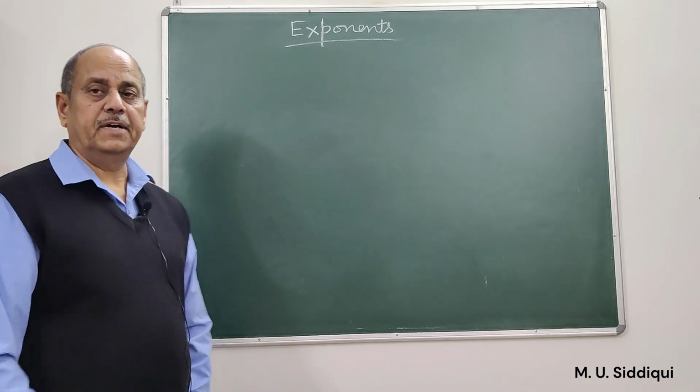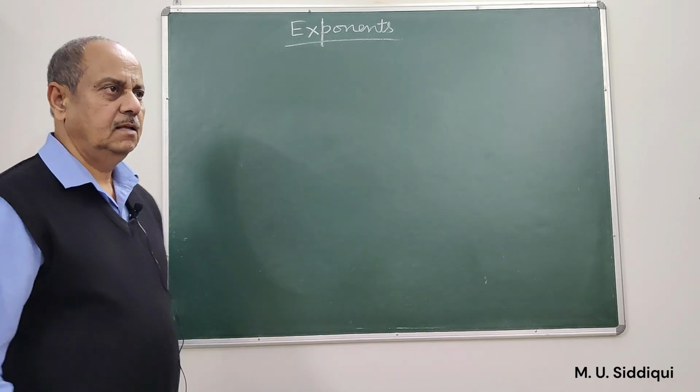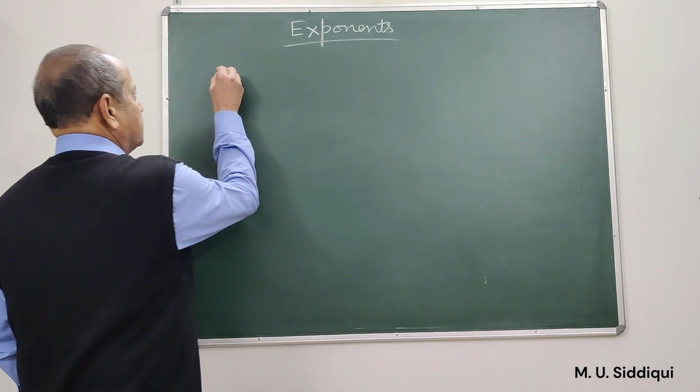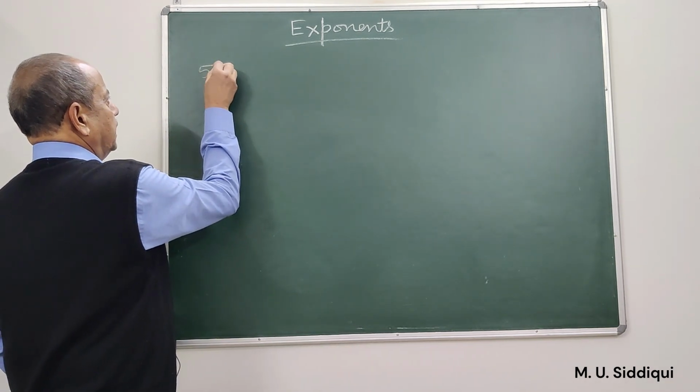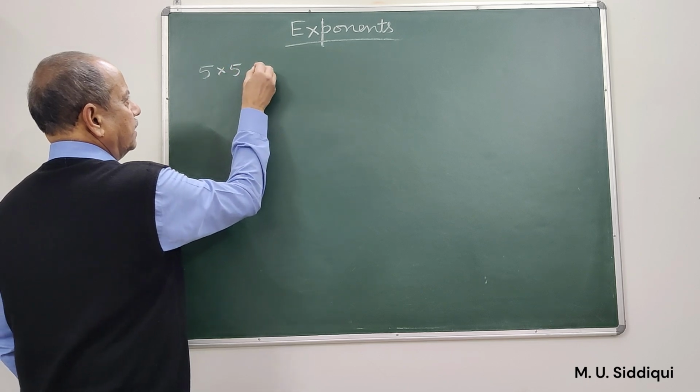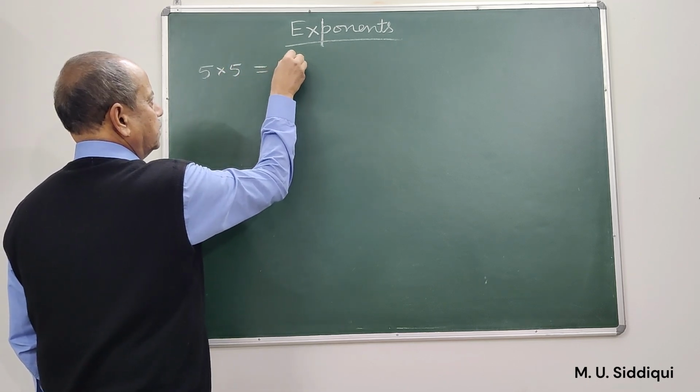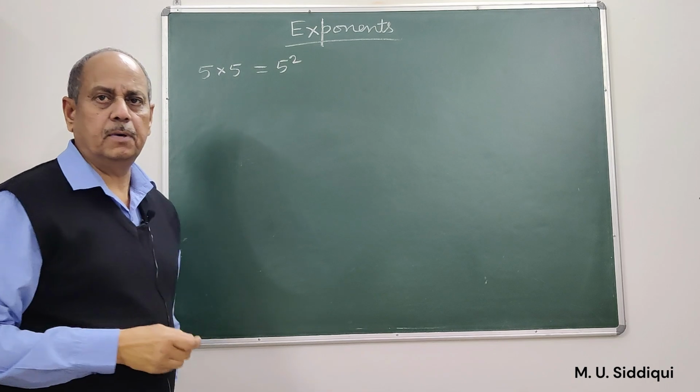Today we will discuss exponents. Let's take 5 multiplied with 5. We write it as 5 square or 5 raised to power 2.